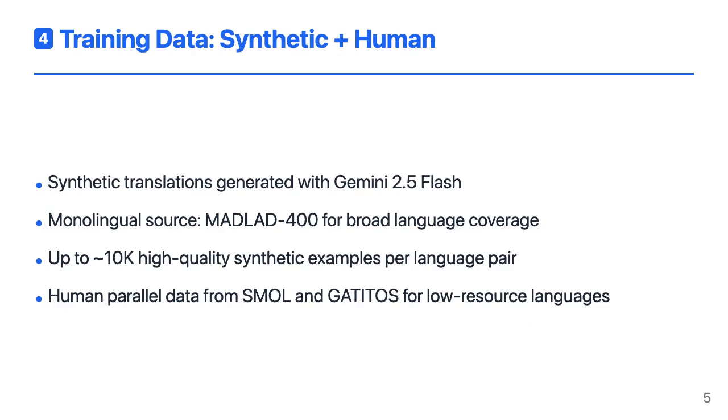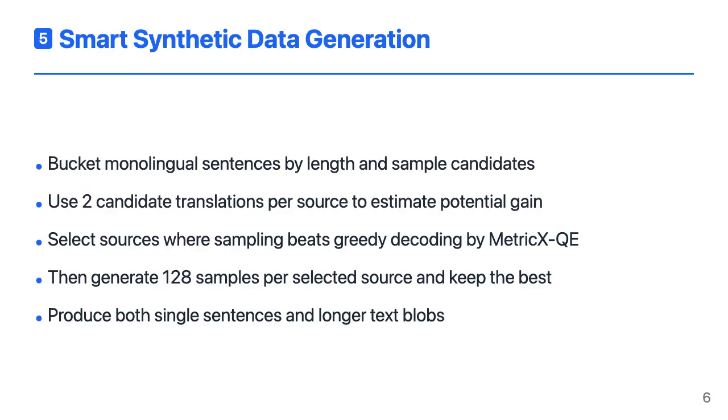For synthetic data, the authors use Gemini 2.5 Flash to translate monolingual text drawn from the MADLAD-400 corpus, which covers hundreds of languages. For each language pair, they aim for up to 10,000 high-quality synthetic examples. To avoid relying only on synthetic data, they also bring in human-translated parallel corpora, especially for lower-resource languages. These come from the SMOL and GATITOS datasets, which were designed to expand coverage to many underrepresented languages. The synthetic data is not just generated blindly.